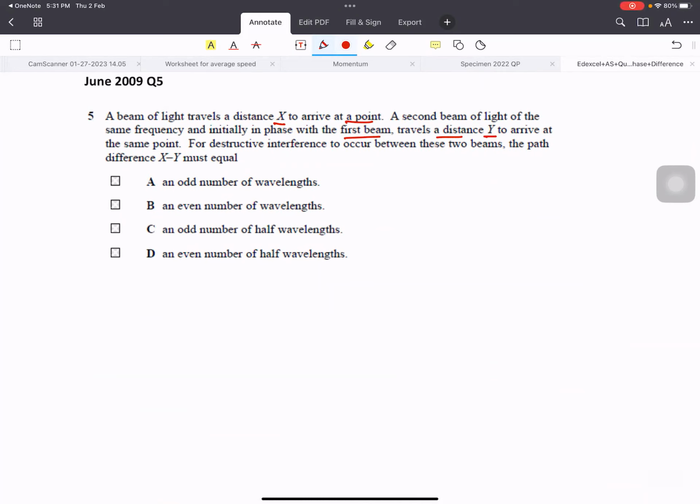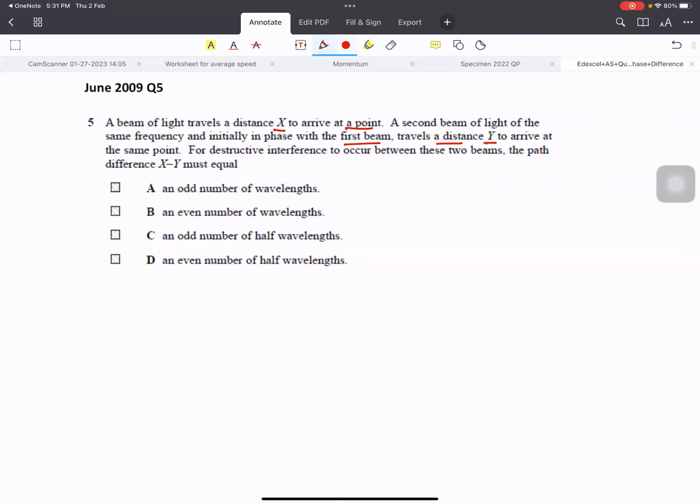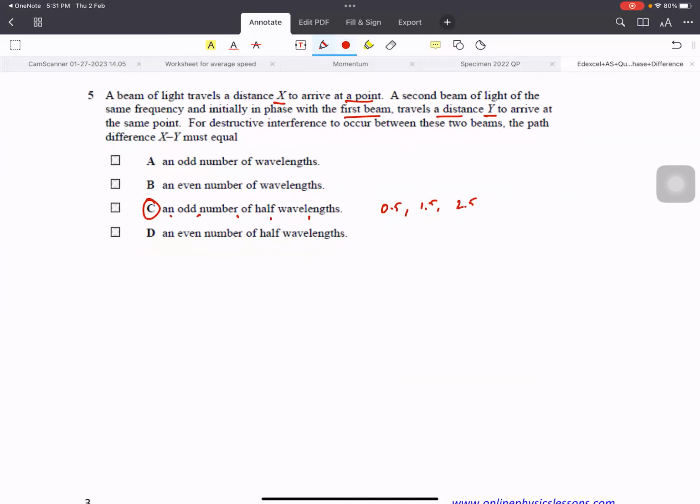When is it destructive interference? Yeah, it's an odd number of half wavelengths, which means like 0.5, 1.5, 2.5. Do you understand like that? Yeah. That's why it should be this one. And otherwise any whole number would be constructive.